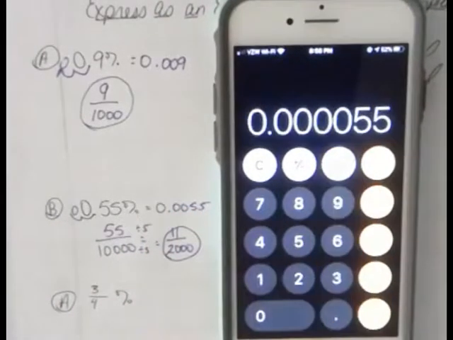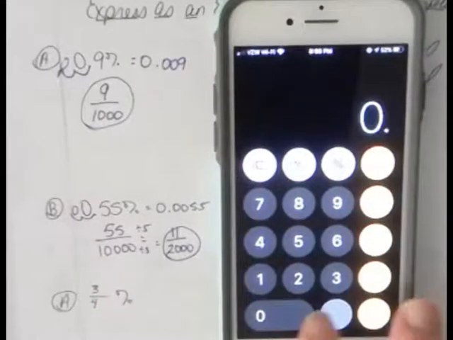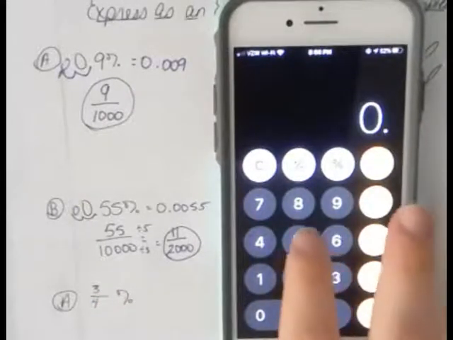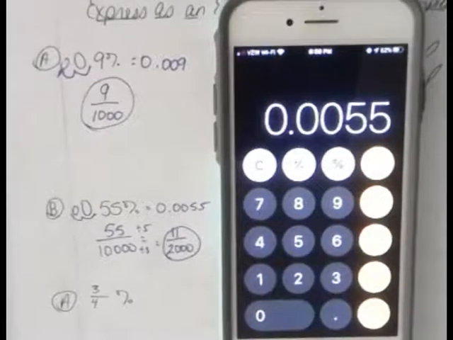If I change it to a percent, oh wait, I did it the wrong way. 0.55%, and check it. You can do it that way if you wanted to double check your work after you were done. You don't have to do that, but you can.